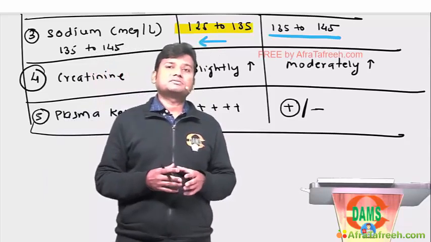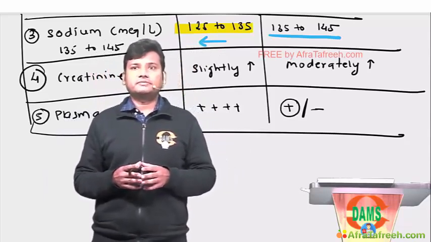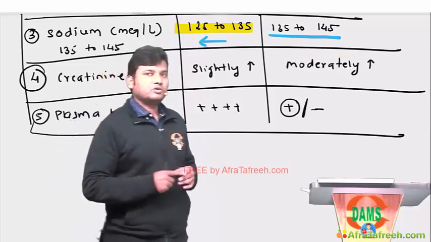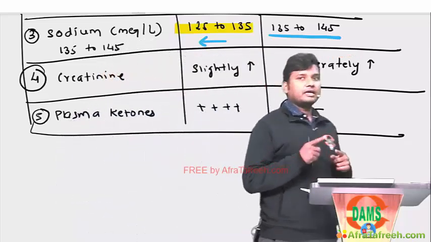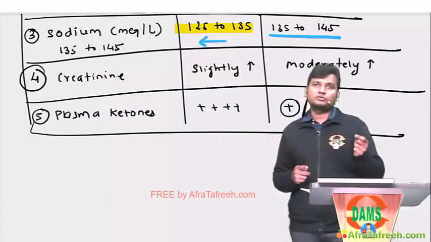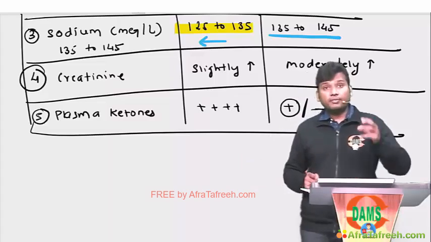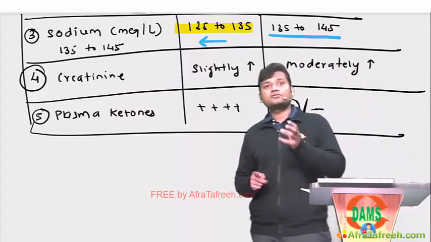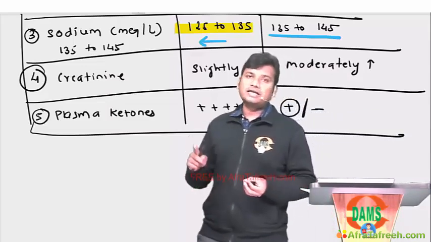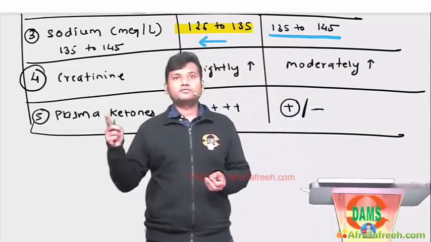It is called the muscle starvation theory. In HHS, because of muscle starvation, ketones can be present. You can get +1 ketones in blood and urine, but the amount of ketone is very small. The amount of ketone is so small that it cannot give clinical features.